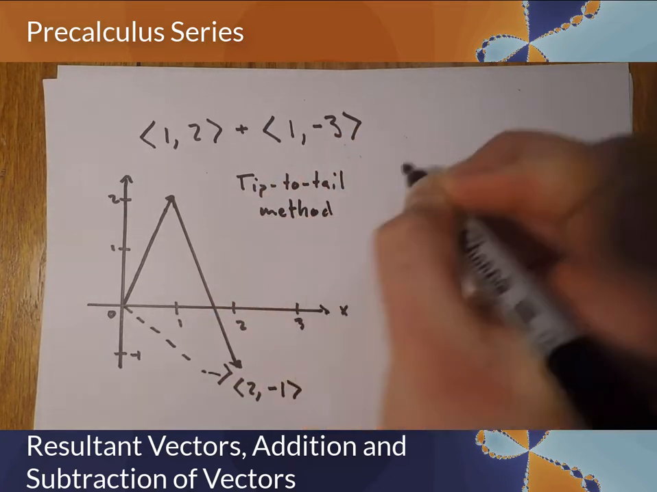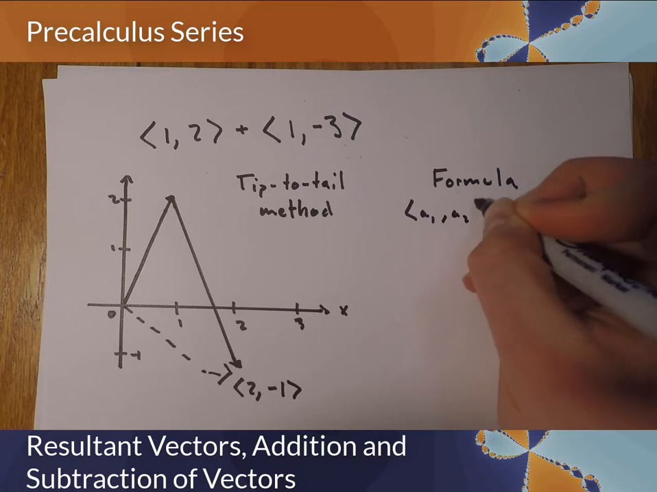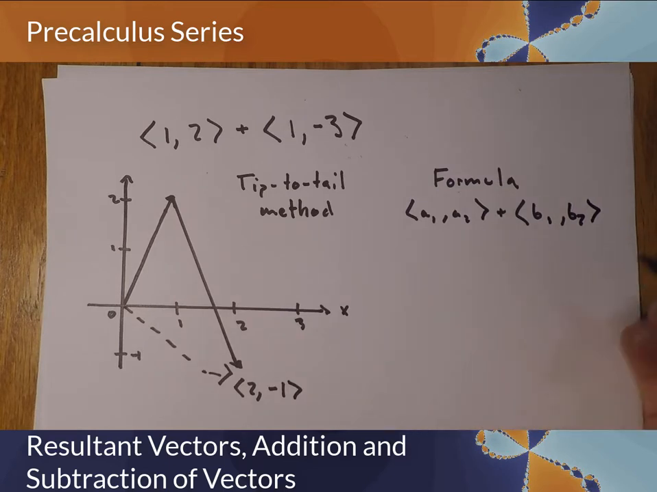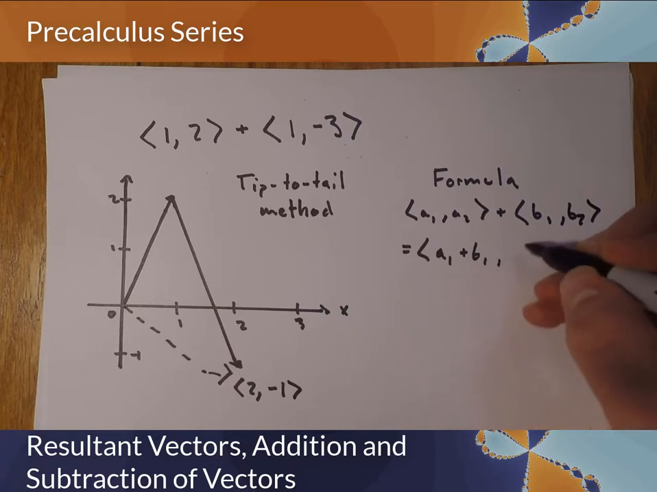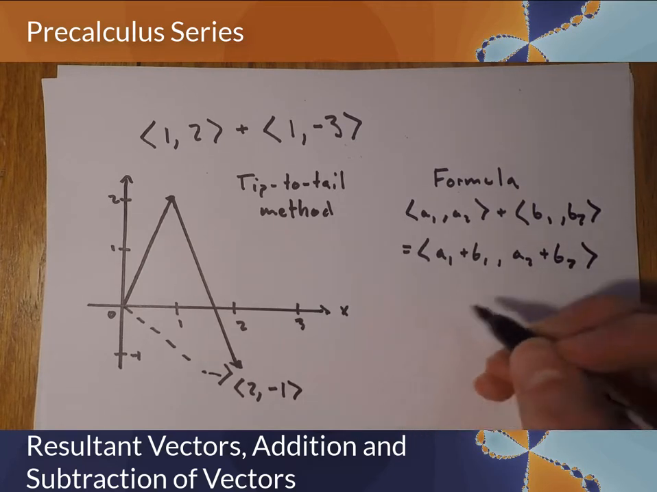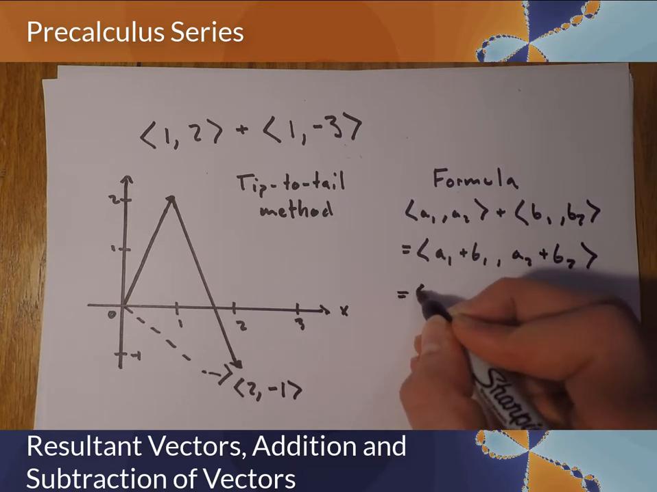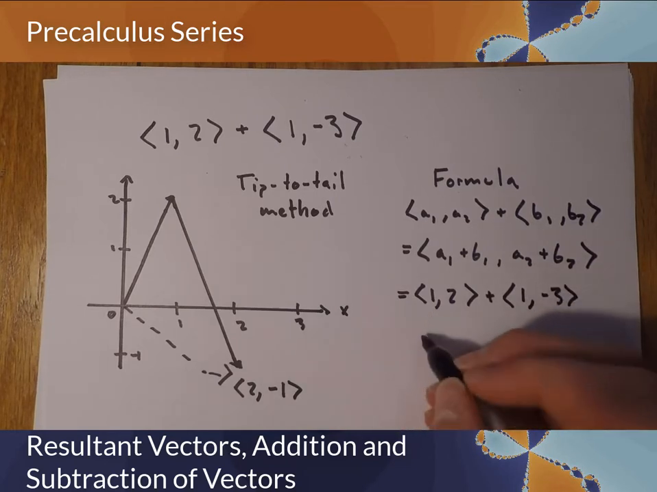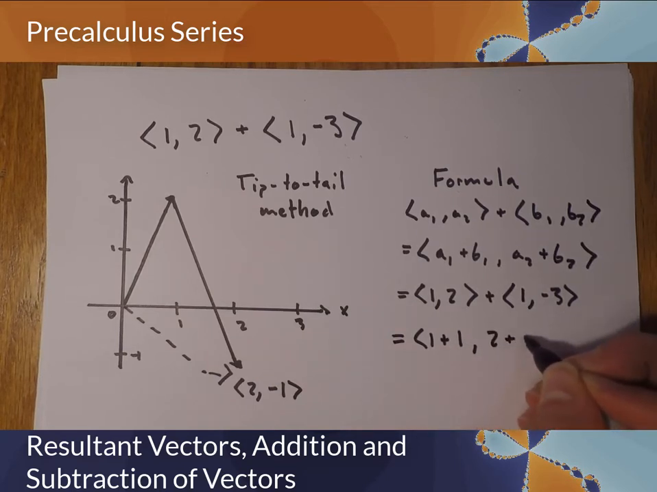You can do the same thing using the formula, which is A1, A2 plus B1, B2. These are just to represent the x and y components, equals A1 plus B1 and A2 plus B2. Boom, like that. So now you can take 1, 2 plus 1, negative 3, and add together the x and y components. So 1 plus 1, 2 plus negative 3.